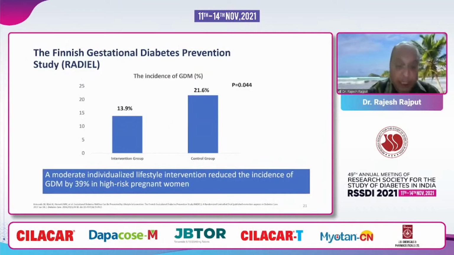This study has shown that in the intervention group, the prevalence of GDM is 13.9%, vis-a-vis 21.6% in the control group, with a significant p-value. This means the RADIEL study has concluded that a moderate, individualized, remember it is individualized, lifestyle intervention reduced the incidence of GDM by 39% in high-risk pregnant women.